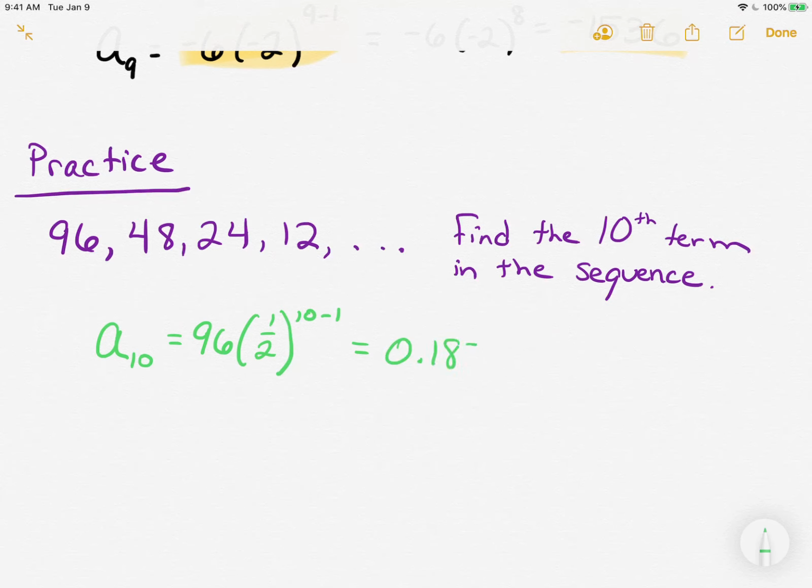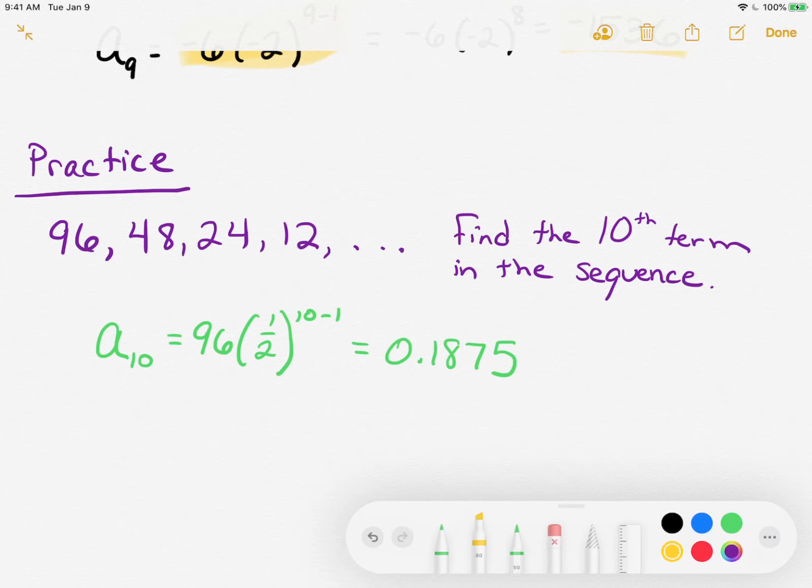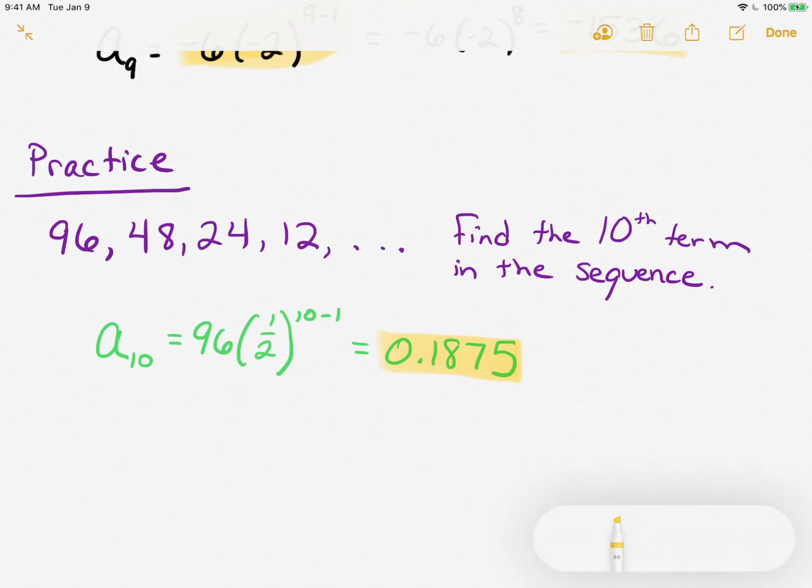Aren't we supposed to figure out what it's going up by? It is. What is it going up by? It's going up by 0.5. That's where this came from. 96 times a half is 48. 48 times a half is 24. And 24 times a half is 12.